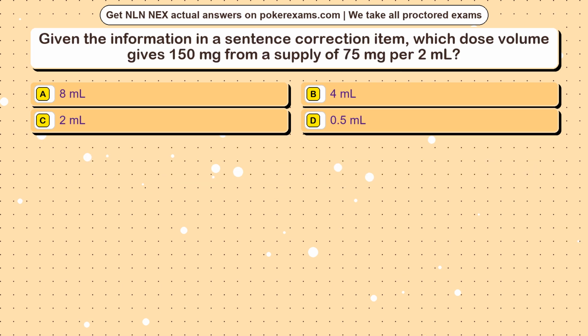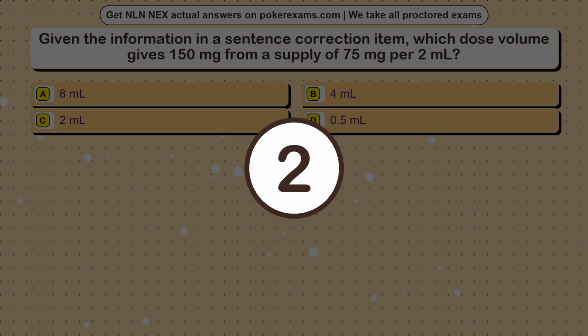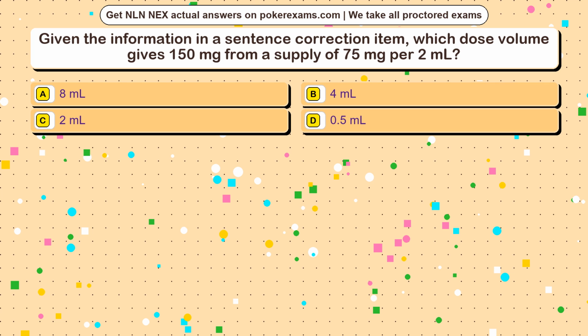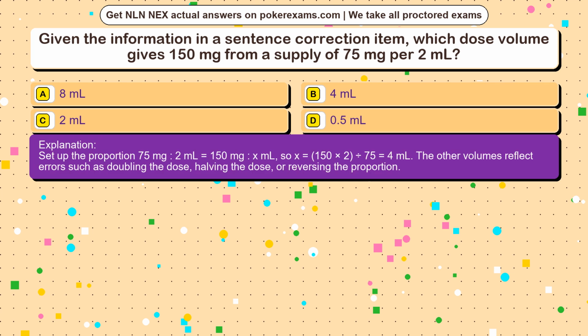Question 6. Given the information in a sentence correction item, which dose volume gives 150 mg from a supply of 75 mg per 2 ml? Option A, 8 ml. Option B, 4 ml. Option C, 2 ml. Option D, 0.5 ml. The correct answer is option. Set up the proportion 75 mg, 2 ml equals 150 mg, x ml, so x equals 150 times 2, divided by 75 equals 4 ml. The other volumes reflect errors such as doubling the dose, halving the dose, or reversing the proportion.